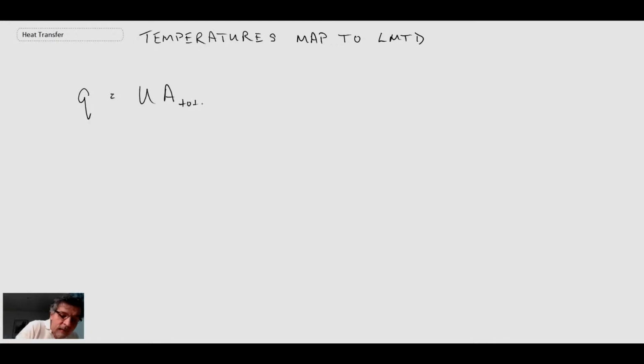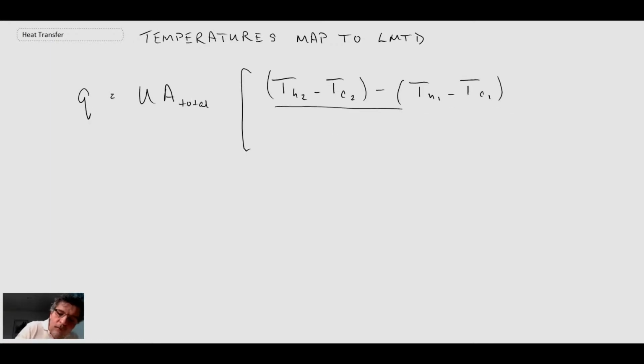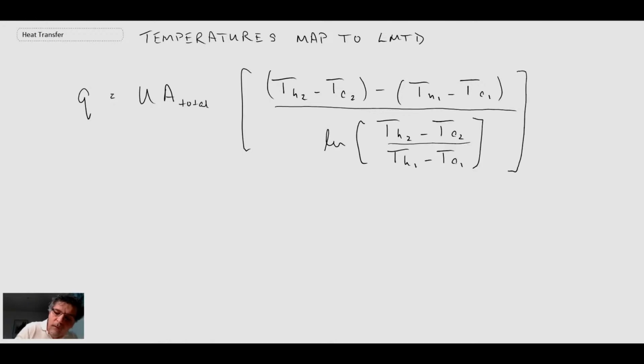All right, in the last segment what we did is we derived the equation for the log mean temperature difference. And so what we're going to do now is take a look at how the temperature is actually within the exchanger. And remember, we're looking at a parallel flow double pipe exchanger, how the temperature is mapped to LMTD. And just to write out the expression that we had. And so that's the expression.